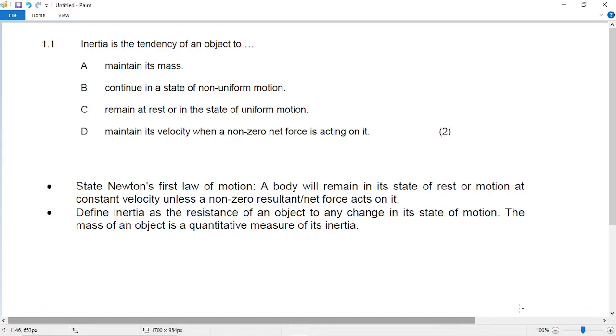Okay, this is the November 2018 Paper 1 Physics Multiple Choice Questions, Past Paper Questions, Matric Physics. Okay, the first question is about inertia. Inertia is the tendency of an object.